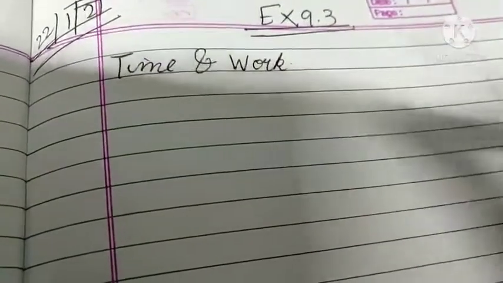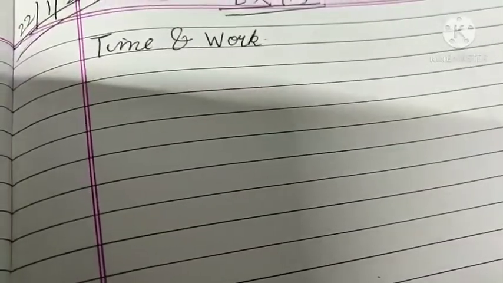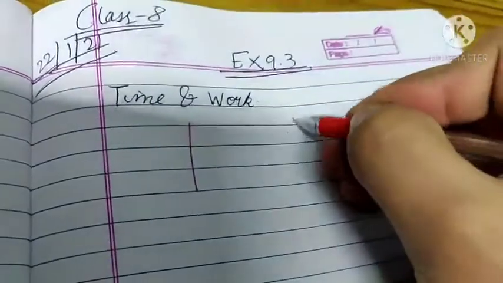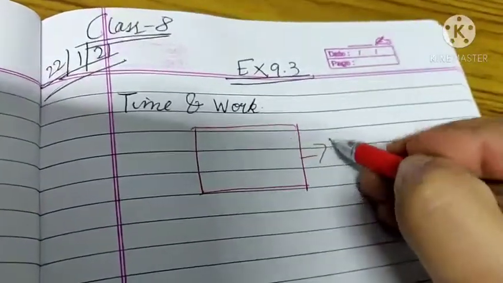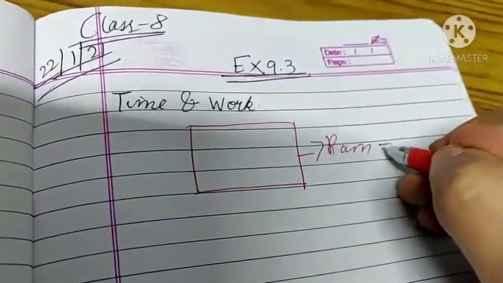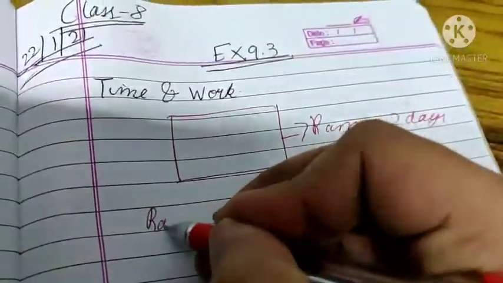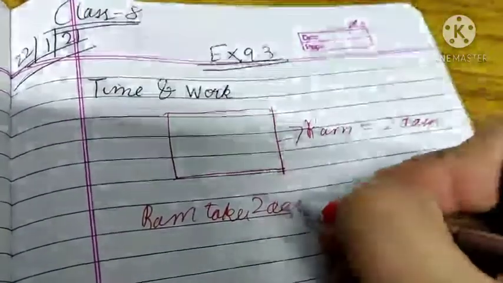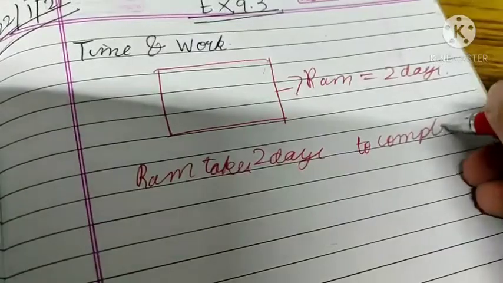So now I'm going to start with a new exercise that is based on time and work. There are a few basic needs that I want you to know for it. Like, say this is a wall that is to be constructed by Ram, and he takes 2 days to complete the painting of the wall.